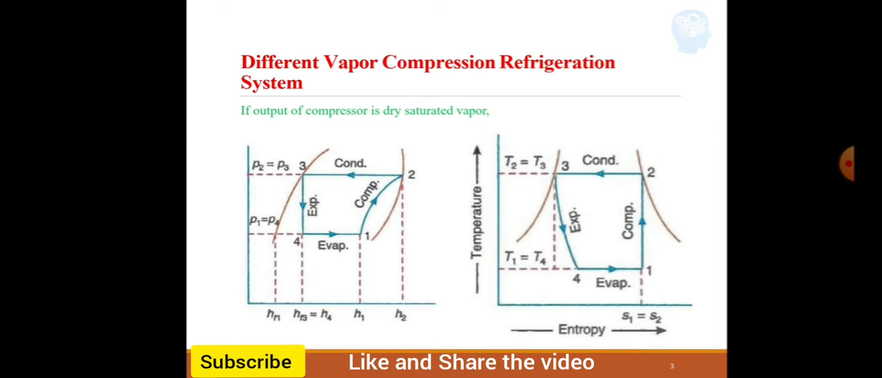If output of compressor is dry saturated vapor, you can see here the inlet of compressor is wet vapor. There is no superheated zone. The refrigerant effect is low.